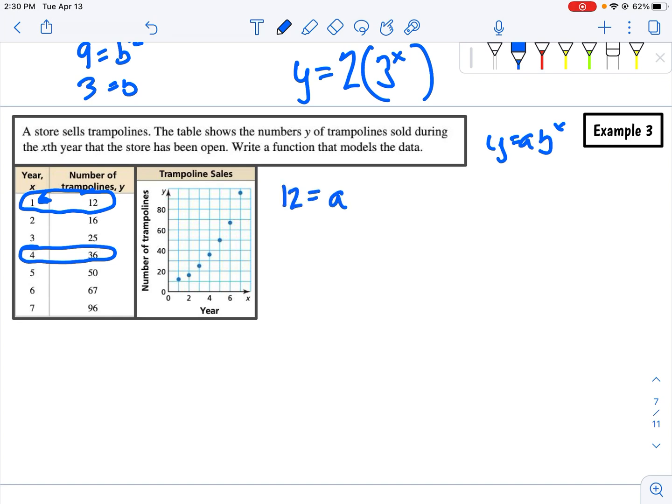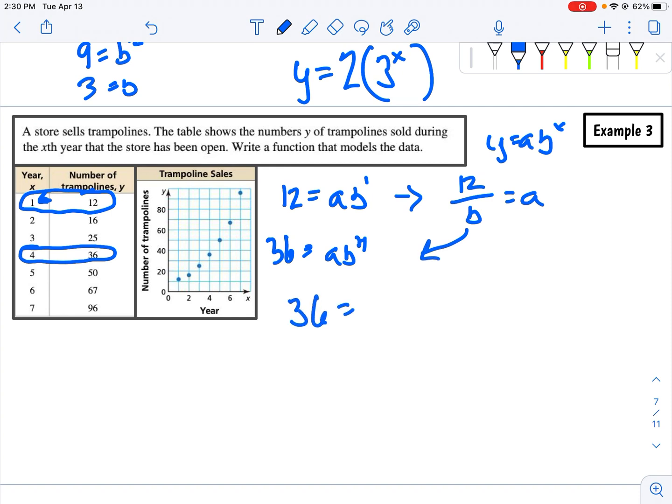So we know that 12 equals ab to the 1. Also, we know that 36 equals ab to the 4th power. Well, if we go over here to get a by itself and to solve for b, we can do that, and now we can plug a in. Guess I don't need those parentheses. And this would simplify just to 36 equals 12b to the 3rd power.